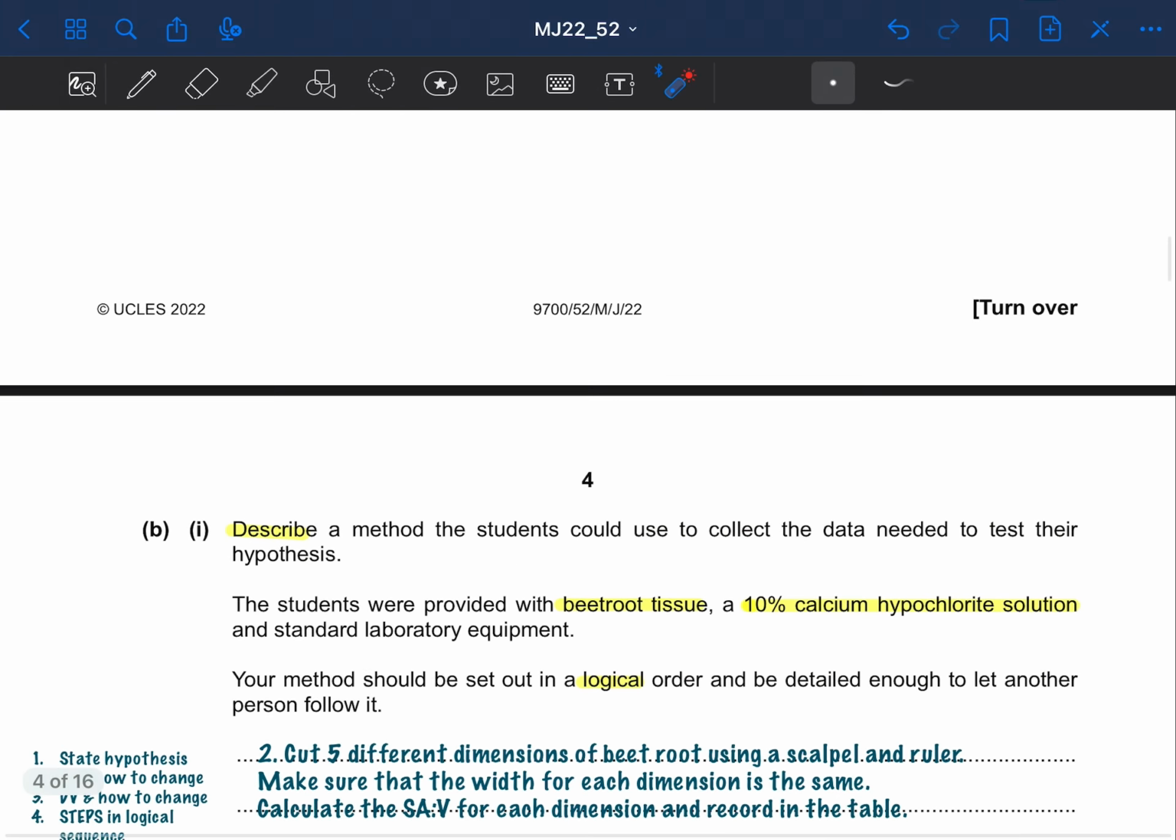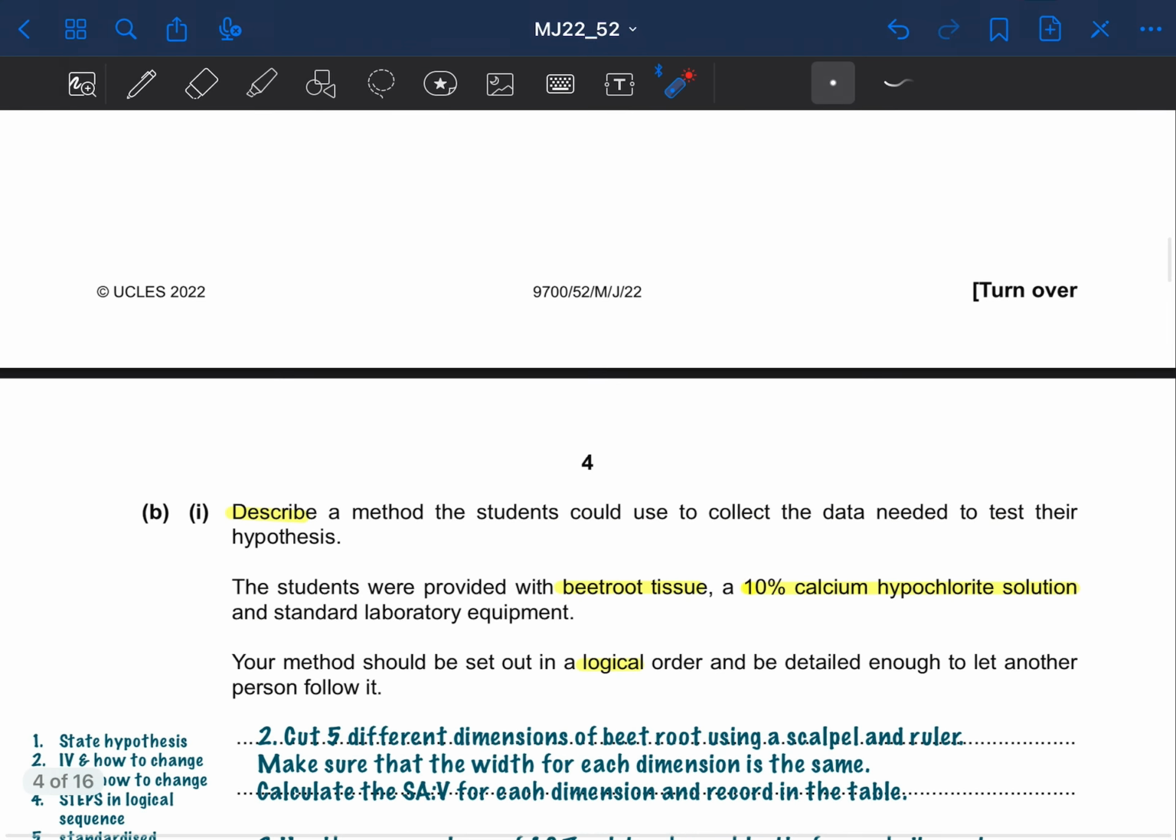Moving on. The next bit, B part 1, is asking us to describe. Make it a good habit to highlight the command words in all of the questions. So describe a method the students could use to collect the data needed to test their hypothesis. The students were provided with the beetroot tissue, 10% calcium hypochlorite solution, and standard laboratory equipment. Your method should be set out in a logical order and be detailed enough to let another person follow.